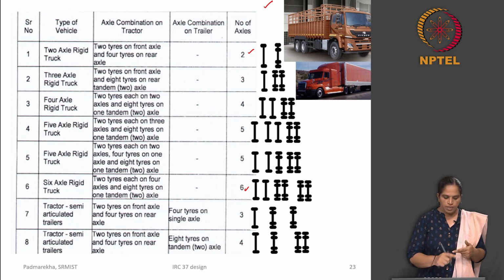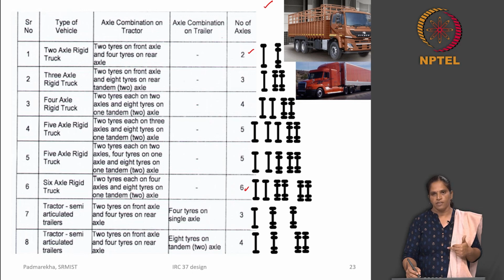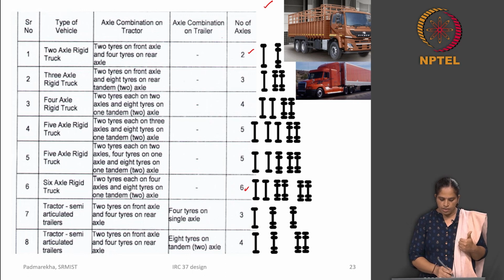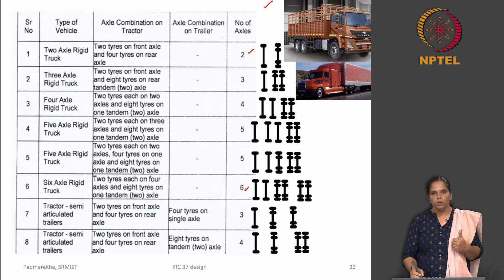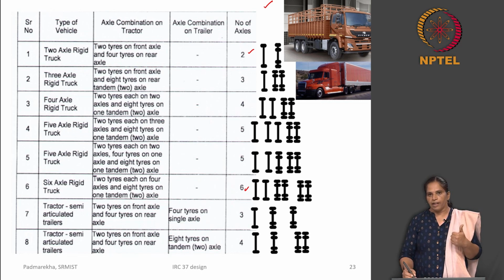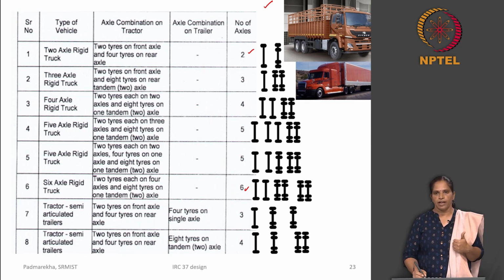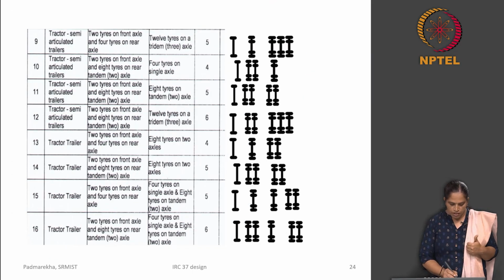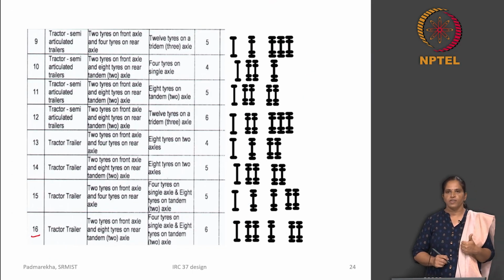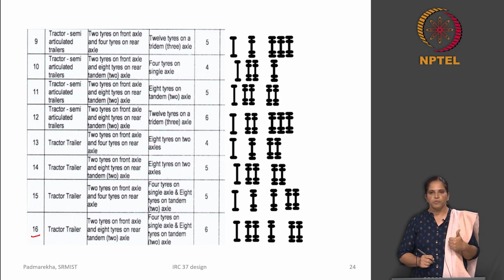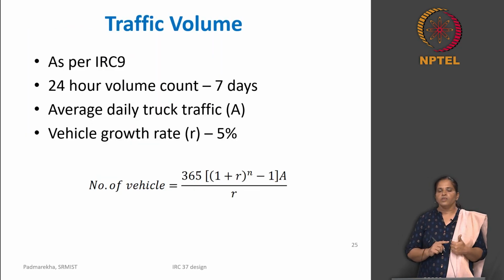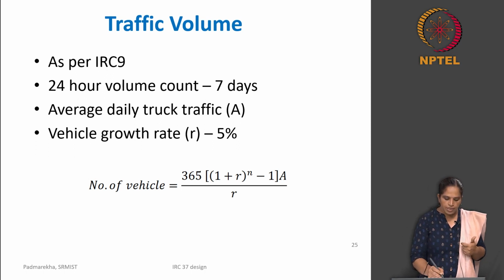For example, a 2 axle truck has single axle single wheel as a front axle, and single axle dual wheel as a rear axle. Now if you consider the 6 axle truck, you can see 2 single axle single wheels and 2 tandem axles here. But IRC considers 1 tandem axle as 2 repetitions of a single axle dual wheel. So you have a total of 6 axles in this truck category. So you can have 16 different classifications or arrangements of axles, and the number of axles varies from 2 to 6.